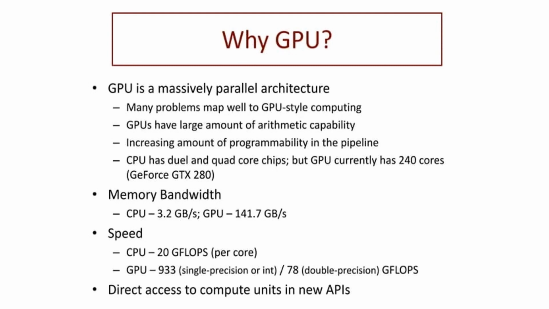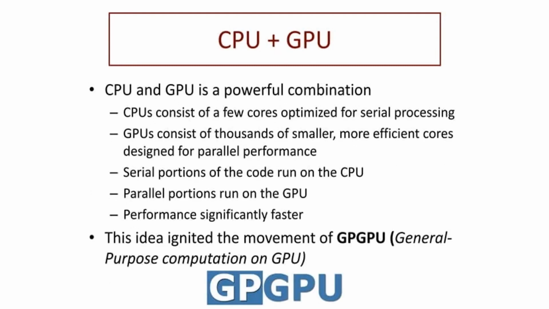Direct access to compute units in new CPU plus GPU. CPU and GPU is a powerful combination. CPUs consist of a few cores optimized for serial processing. GPUs consist of thousands of smaller, more efficient cores designed for parallel performance. Serial portions of the code run on the CPU. Parallel portions run on the GPU, performing significantly faster.